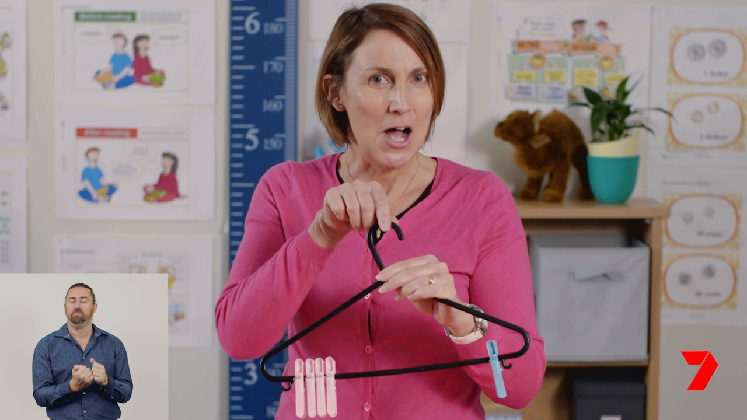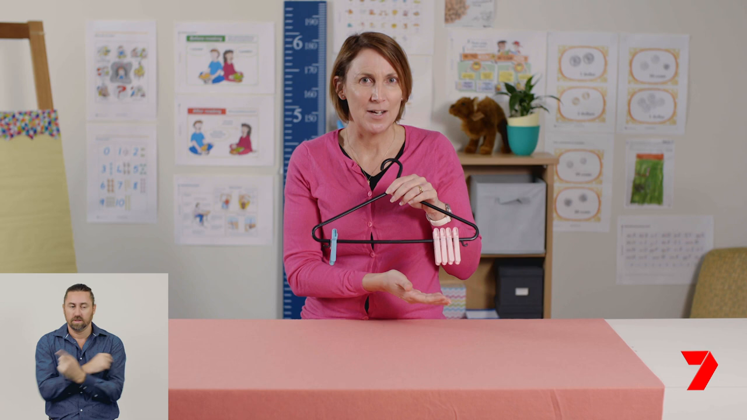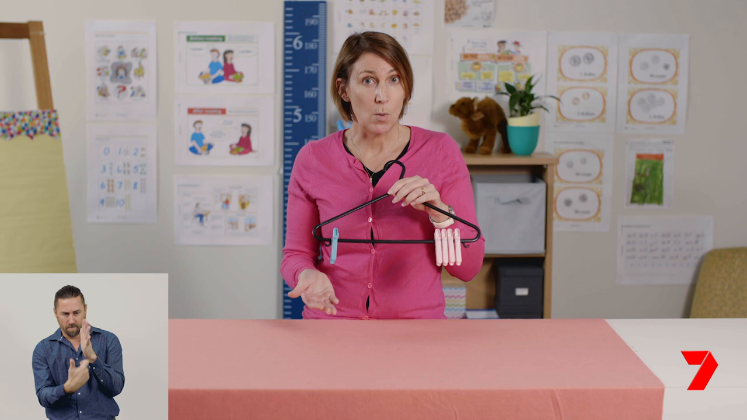Now I will flip the coat hanger over like this. This is known as a turnaround. 1 peg on this side and 4 pegs are on this side. I can see that there are still 2 parts. 1 is 1 part and 4 is another part.